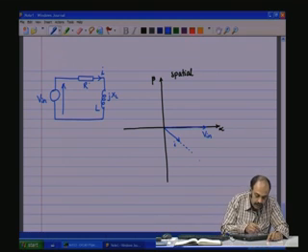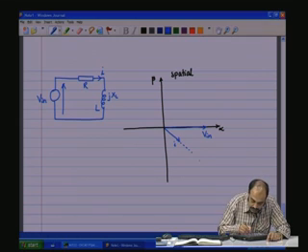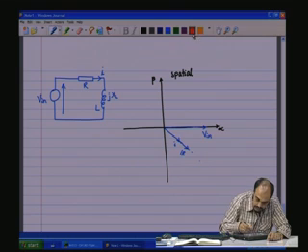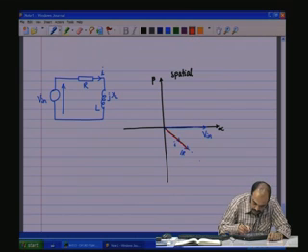Now, I into R, which is going to be in the same direction. So, let me say that this is IR, this is going to be in the same direction. Let me put this as I into R.